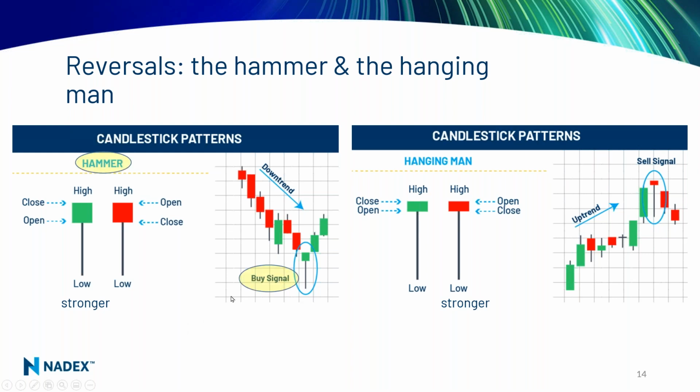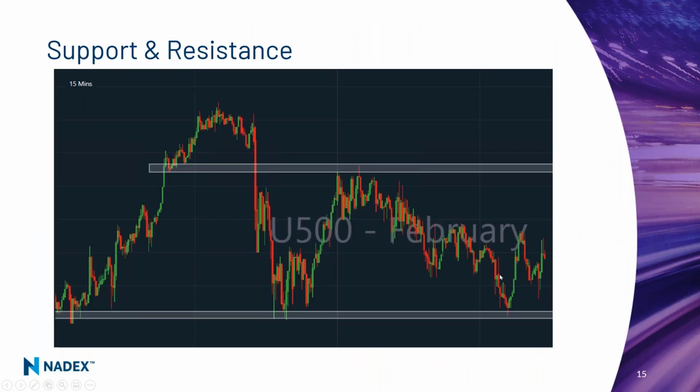You've got the hammer, which is a buy signal in a downtrend. You see a downtrend, you see a hammer, and it would be a buy signal. Versus a hanging man: you're in an uptrend, you get the hanging man, and it's a sell signal, where you're potentially looking for it to go lower. Other terms I mentioned earlier are things like support and resistance.